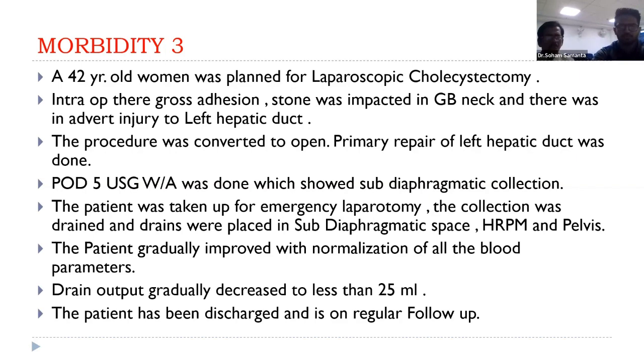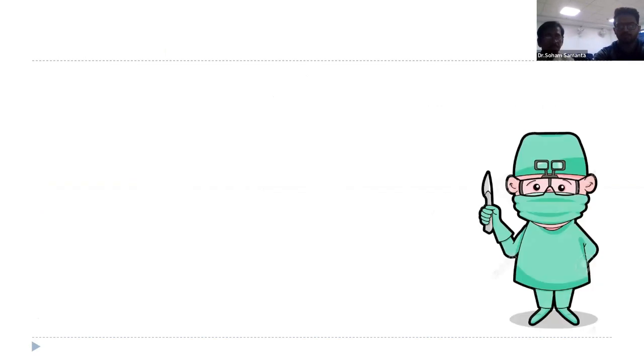The patient gradually improved with normalization of all the blood parameters. Now, drain output gradually decreased to less than 25 ml. The patient has been discharged and is on regular follow-up.